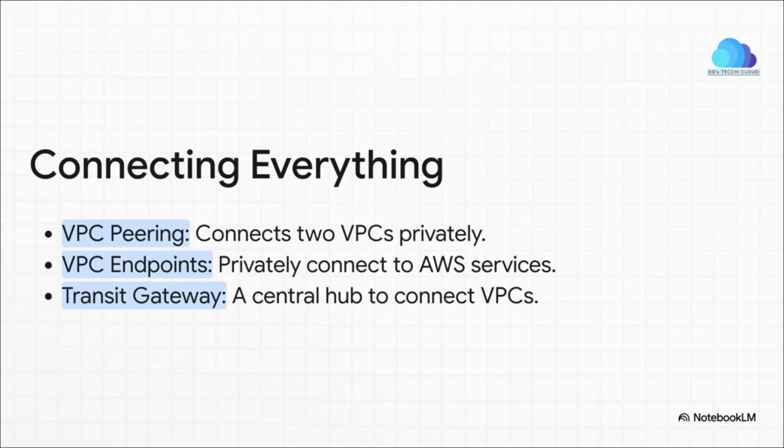And finally, for huge organizations, there's the Transit Gateway. Instead of a messy web of connections, a transit gateway acts as a central hub, or a cloud router, that lets you easily connect hundreds or even thousands of VPCs and on-prem networks together.